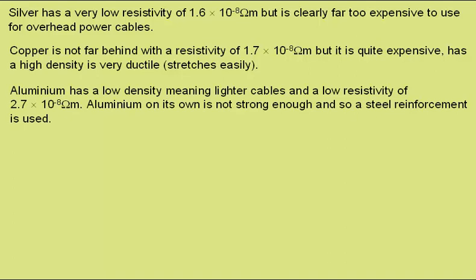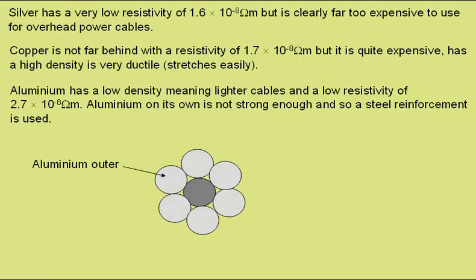Aluminium has a low density, meaning lighter cables, and a low resistivity of 2.7 times 10 to the minus 8 ohm meters, but aluminium on its own is not strong enough, and so generally a steel reinforcement is used as well. So the overhead power cables have a structure something like this, with an aluminium outer of several cores and a steel inner for strength.